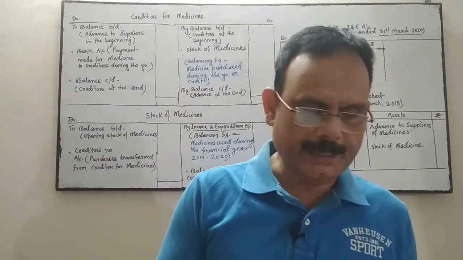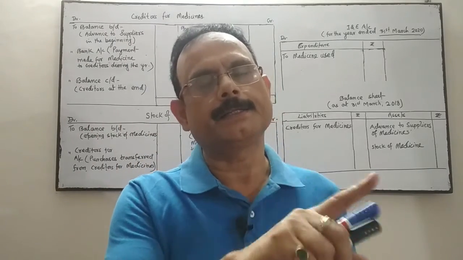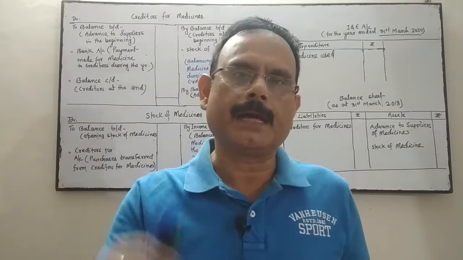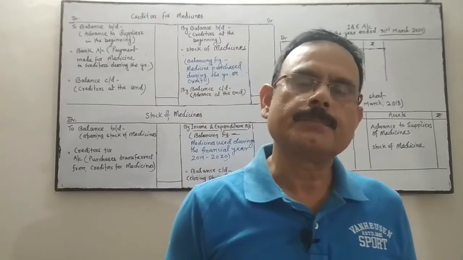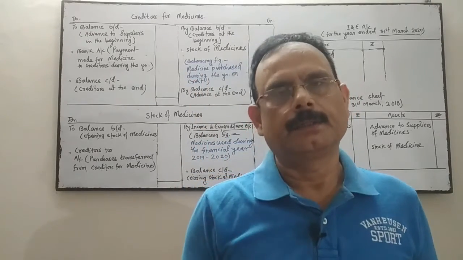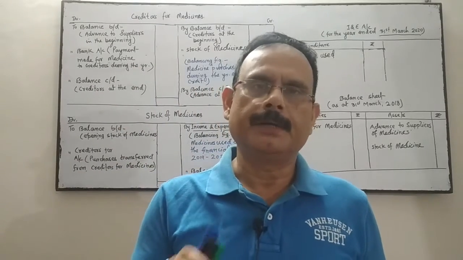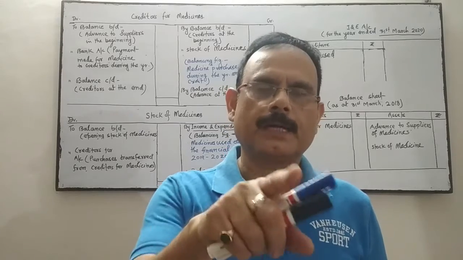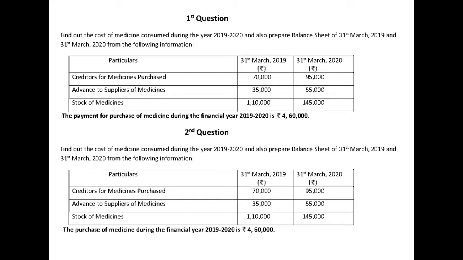If there are any creditors for medicine, then that will be reflected in the liability, and if any advance is given to the supplier of medicine, then that item will be reflected in the asset side. I'm giving you one problem related to medicine. Note down the question I have given you, pause the video, and note it down.